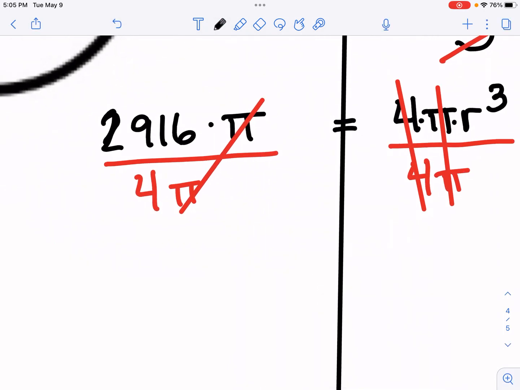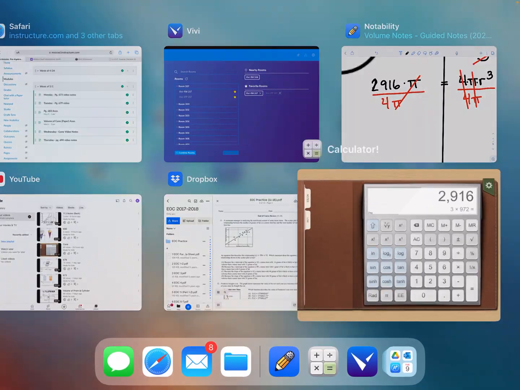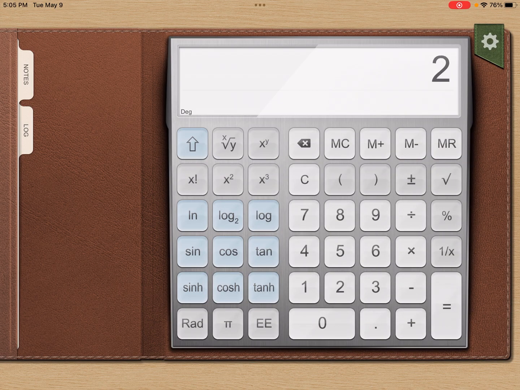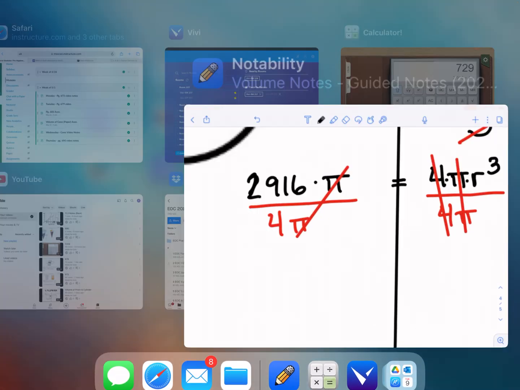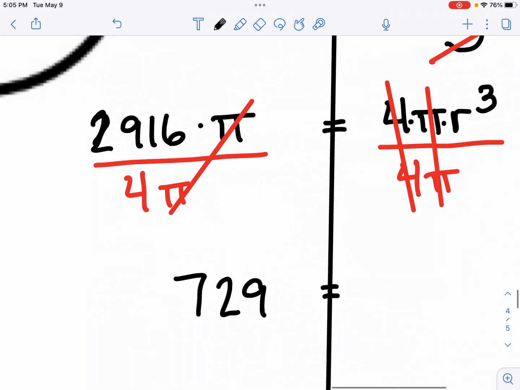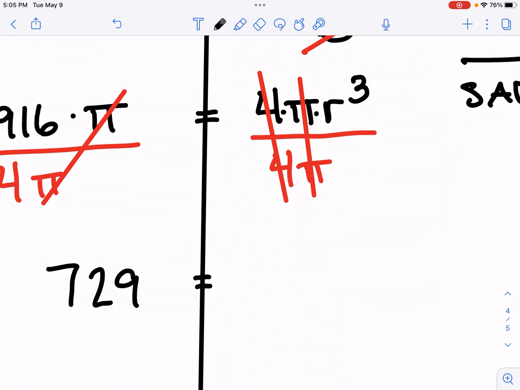Let's figure out what 2,916 divided by 4 is. So 2916, whoops, wrong symbol. Divide by 4. 729. So 729 is equal to... the only thing that didn't get crossed off on the right side is 3 cubed.